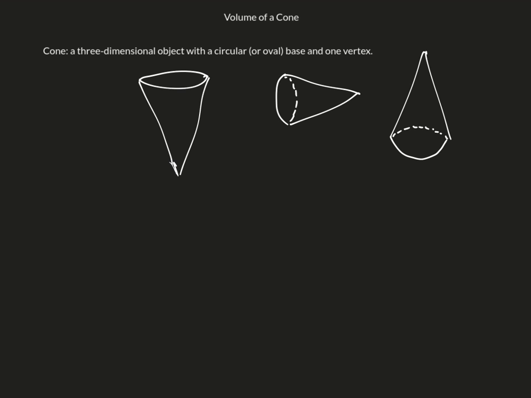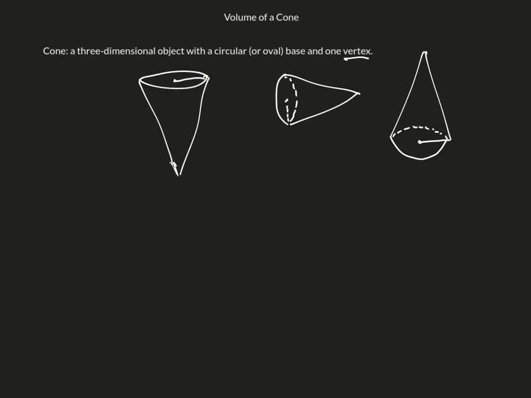But we still want to talk about the radius of the cone, which of course will be from the center of the base to the edge. And we also want to talk about the height. So that's the radius. Of course, diameter would go clear across. The height is going to be, again, the perpendicular distance between the vertex and the base.